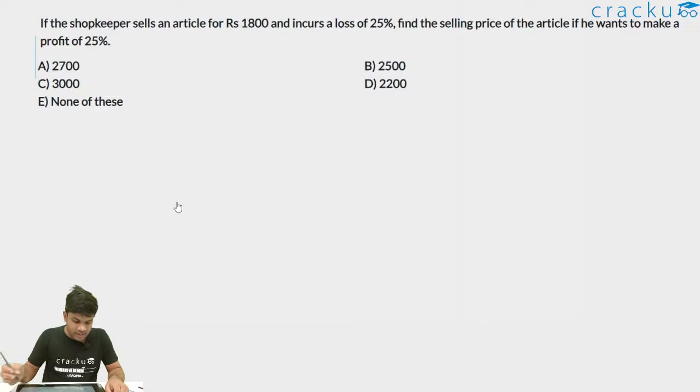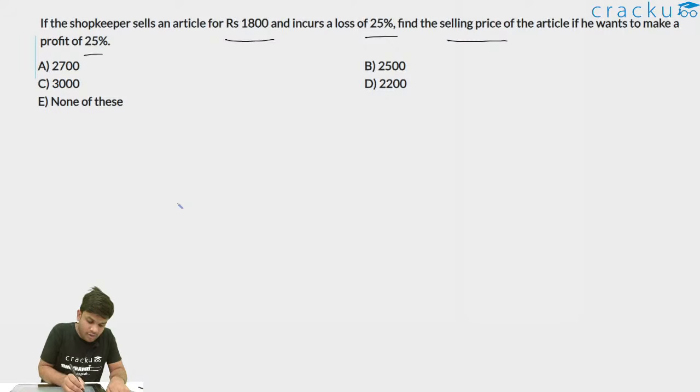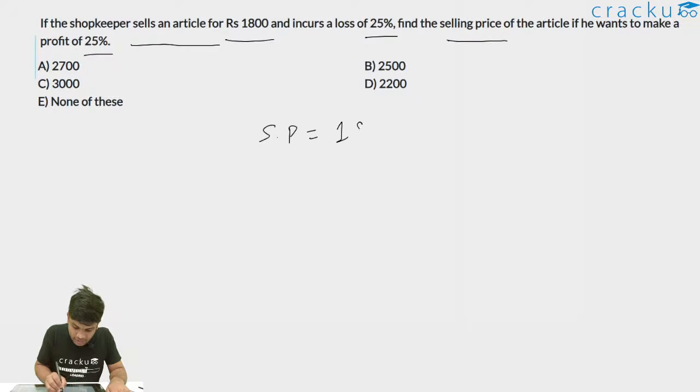In this question, it is said that a shopkeeper sells an article for rupees 1800 and incurs a loss of 25%. We have to find the sell price at which he will make a profit of 25%. Now we know that the shopkeeper sells the article at rupees 1800, so the selling price will be 1800. And we also know that he incurs a loss of 25%, so the loss percentage will be 25%.